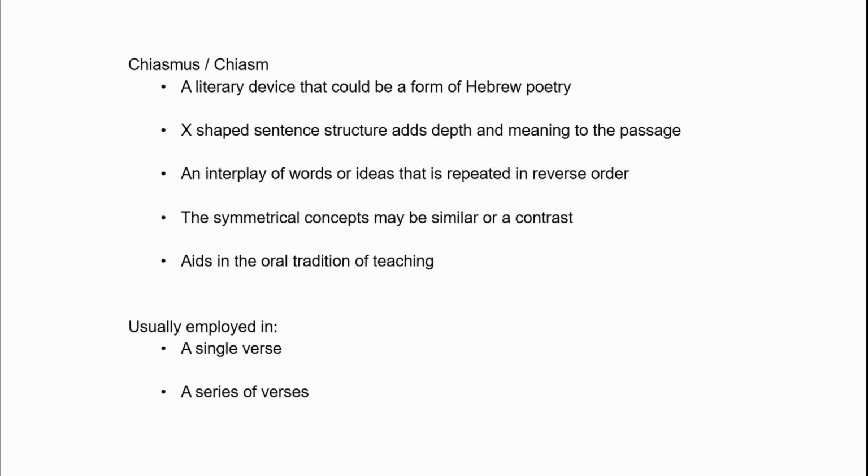A Hebrew chiasmus, or chiasm, is a type of literary device that is used to highlight a concept the author wants to emphasize. The noun chiasmus originates from Greek, which means to place crosswise in a diagonal arrangement. The X-shaped structure adds depth and meaning to the passage. The words, phrases, or concepts of each leg of the structure are in reverse order. The symmetrical concepts may be similar or contrast.